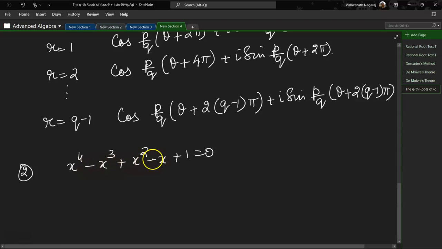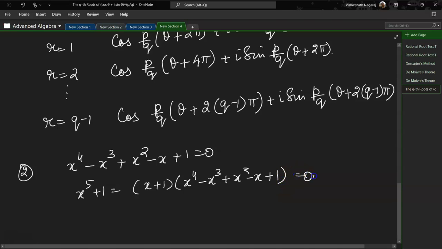Instead of trying to factorize this directly, let's look at x to the power of 5 plus 1. Now this can be factored into (x plus 1) times (x to the power of 4 minus x cube plus x square minus x plus 1) equal to 0. So this is a product of these two factors. If we find the roots of x to the power of 5 plus 1 and remove minus 1, the remaining roots will be the roots of this factor, which is what we require.